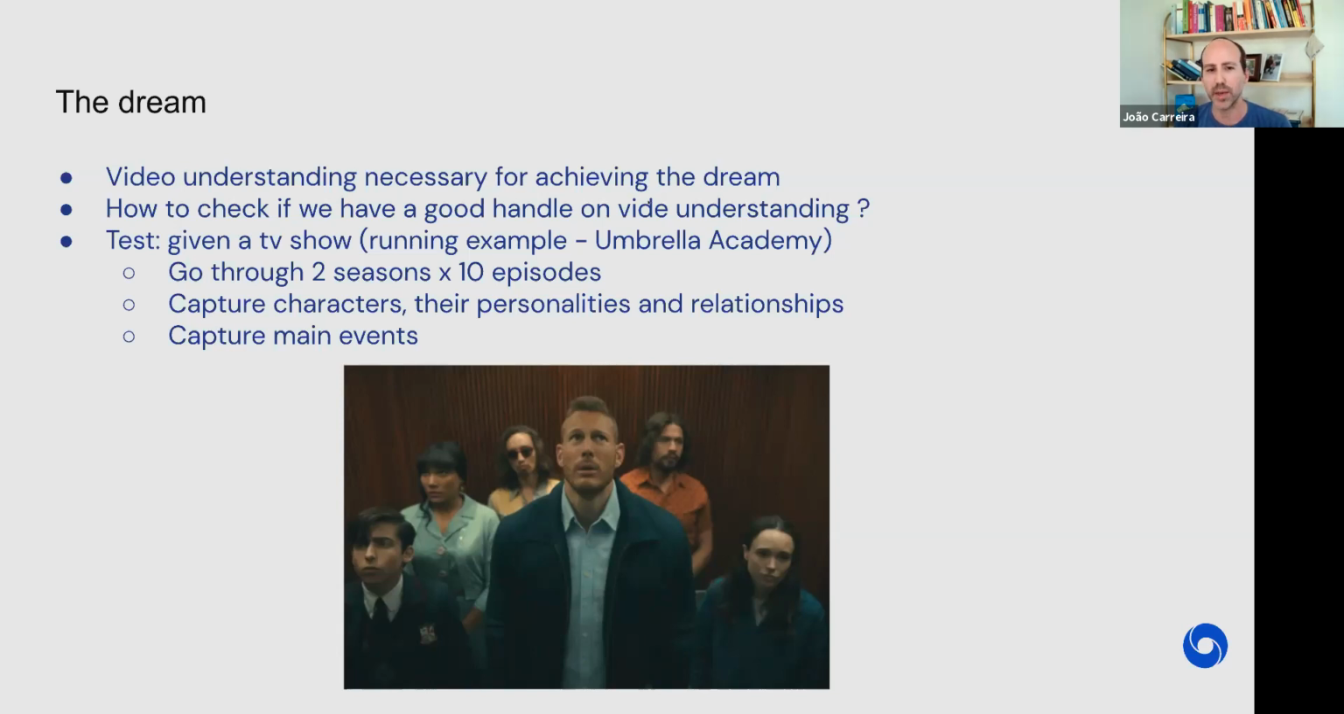One example of a test would be this: given a TV show, and I was watching recently this Umbrella Academy show, can we build a perceptual model that can go through 2 seasons of this show? There's only 2 seasons so far, times 10 episodes, and it can capture the characters, their personalities, their relationships. Can capture the main events, whether someone died and someone started a job and so on, and then we can query the model about all these things and get meaningful replies.